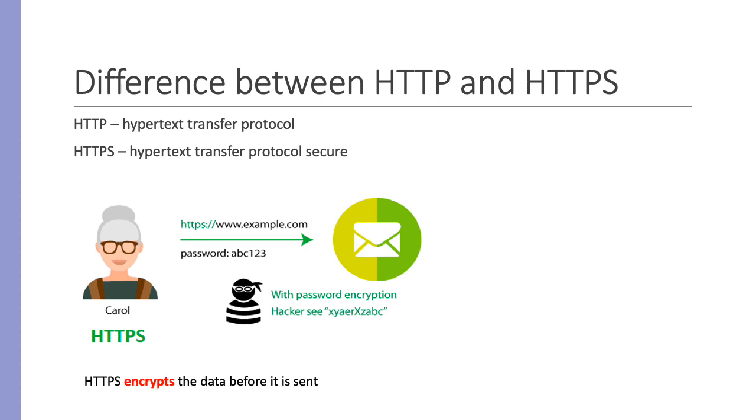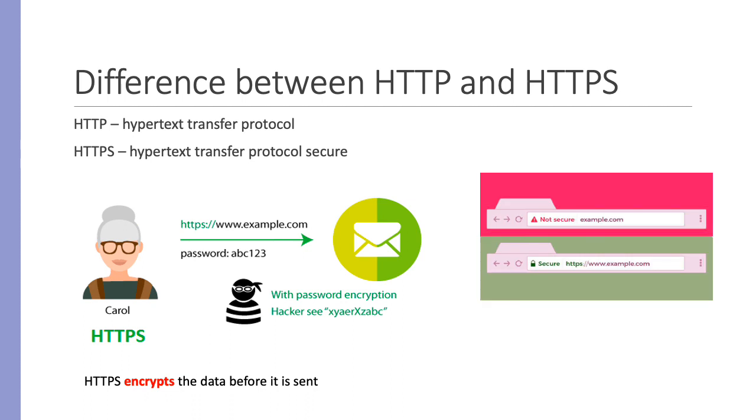So HTTPS encrypts the data before it's sent, keeping any personal data such as passwords or credit card or bank details safe and secure. And the way you can typically tell that a website is using HTTPS is to look at the address bar in your web browser, and you'll normally see a closed padlock symbol to indicate that this is a secure connection.